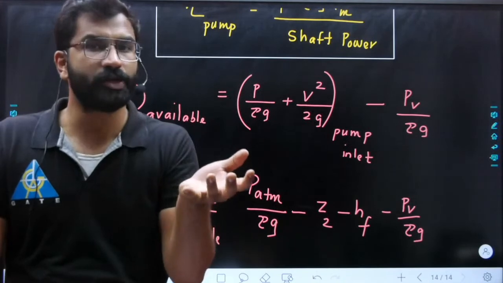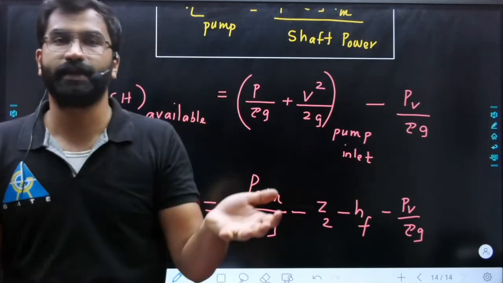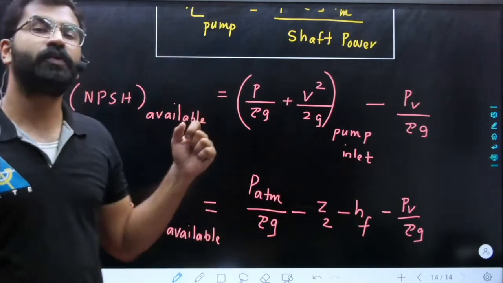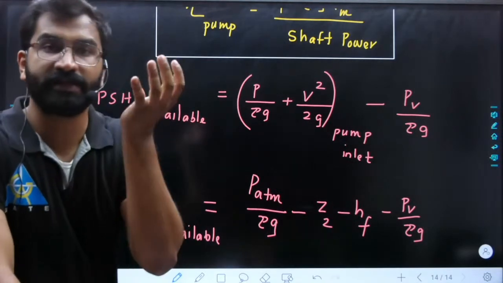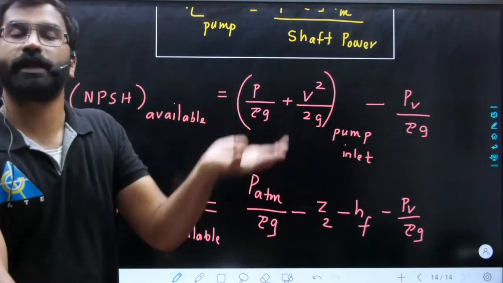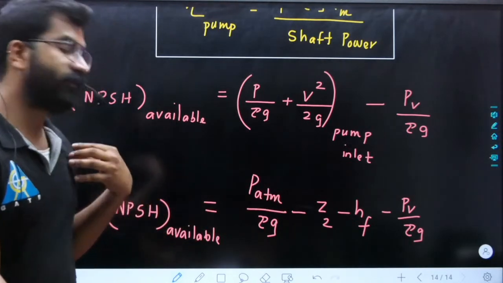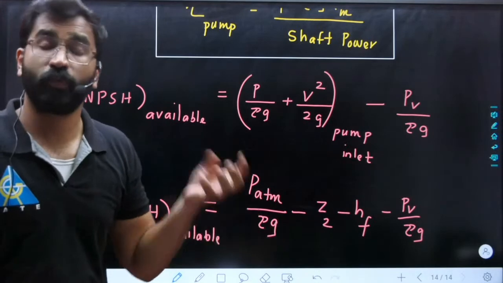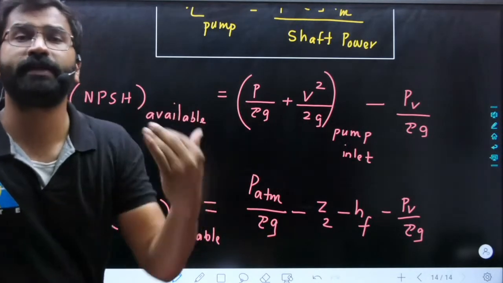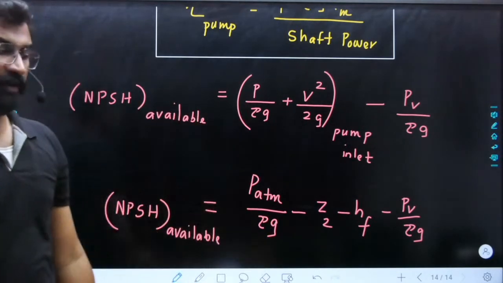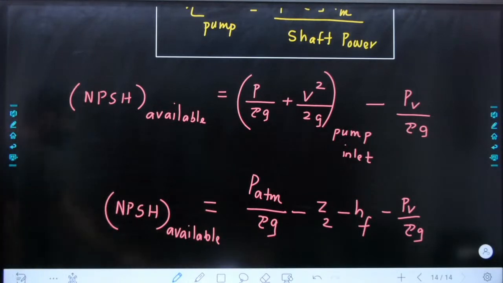The pressure at the impeller eye is very low, and we cannot measure it. Okay, so by using different experiments, the manufacturers will give us the required value of NPSH. Before installing the pump, we need to check whether the NPSH available is sufficient or not. Why? Because we need to prevent cavitation. We need to prevent cavitation.